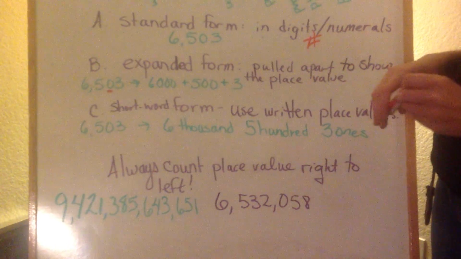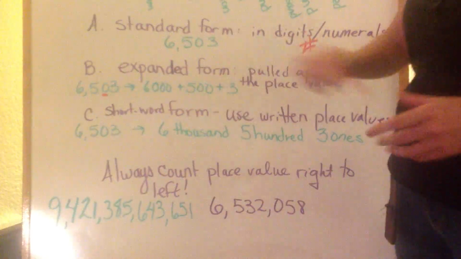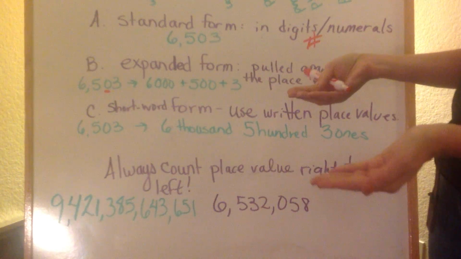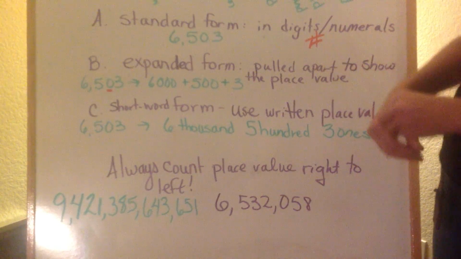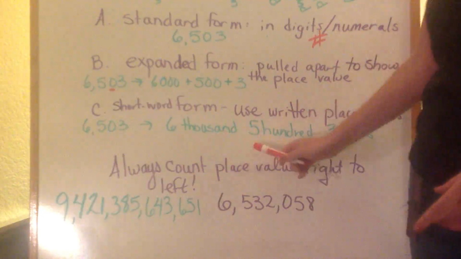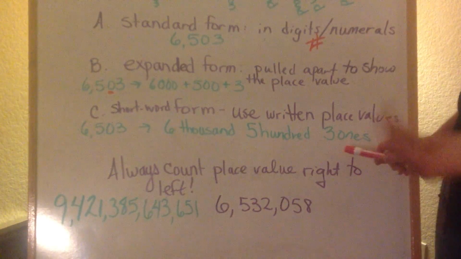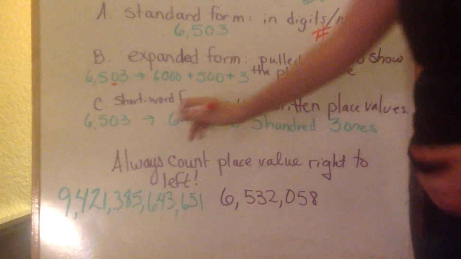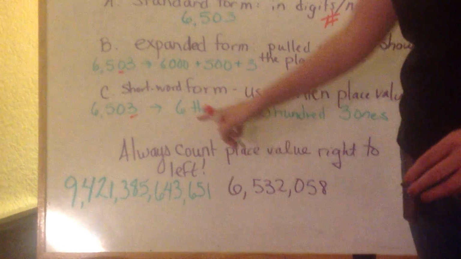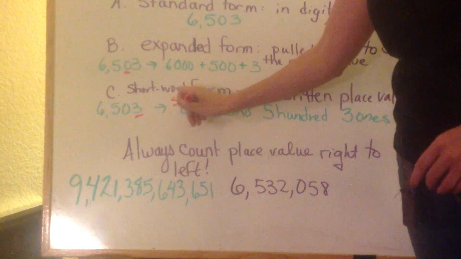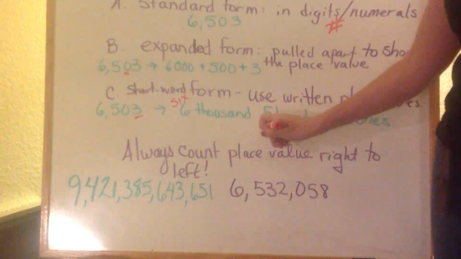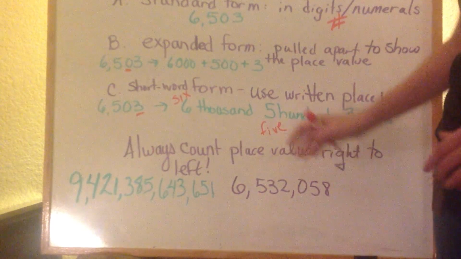The last form we're going to talk about is called the short word form. We're going to use a number and its place value in order to write it out in words. So 6,503 is 6 thousand, 503 ones. I need to put the ones because this is the ones place value. It's called short word form because we don't write out the word 6. We use the number 6. If we wrote out 6,000 and then wrote out 500, this would be called word form.